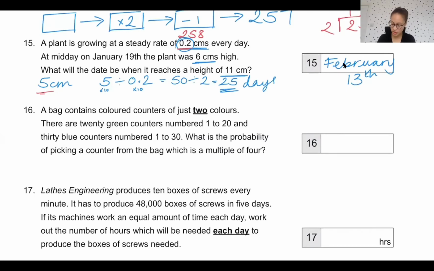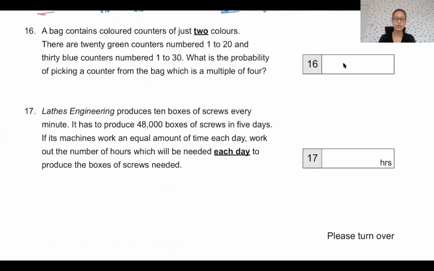Okay, next question's probability. Hopefully not too tricky as long as you're careful. This has another red herring in it actually, because it tells you the colors, which aren't that relevant. They're kind of relevant, but don't get bogged down by extra details. So a bag contains colored counters of just 2 colors. There are 20 green counters numbered 1 to 20 and 30 blue counters numbered 1 to 30. What is the probability of picking a counter from the bag which is a multiple of 4?